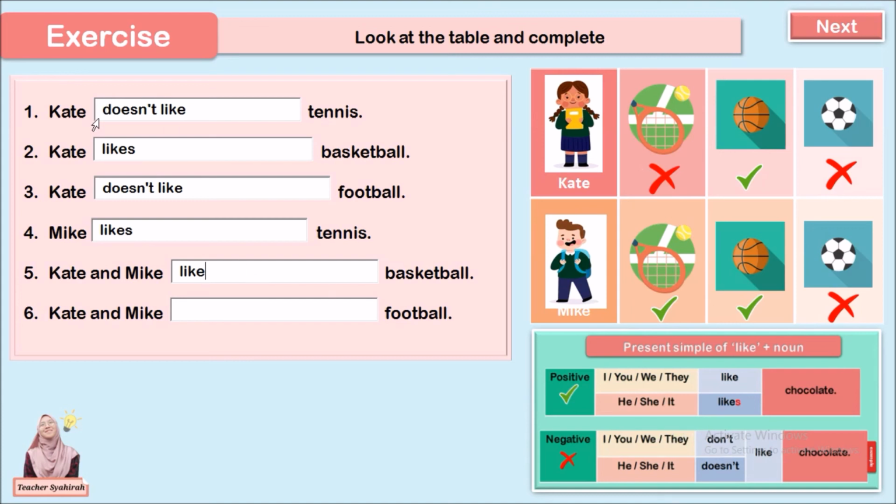Okay, kalau tadi, this one is she and this one is it, right? This one is she, we use doesn't. Now, untuk they, we use don't. Okay, Kate and Mike don't like football. Okay. Can you understand now? Great.